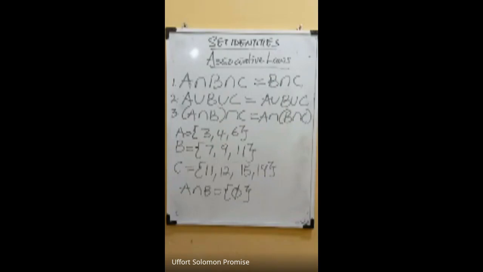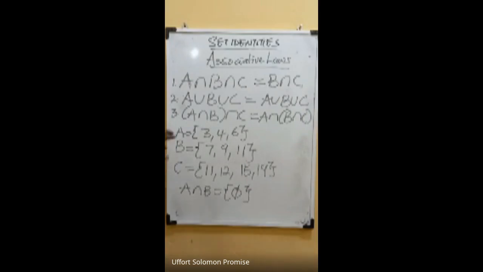So now A intersection B is actually empty, because the elements in A are 3, 4, 6, and the elements in B are 7, 9, 11. So there is no repetition there. There are no common elements. Intersection are just common elements. So those are the things you need to grab. Iroro, is your hand still up? All right. So then now, A intersection B is empty.